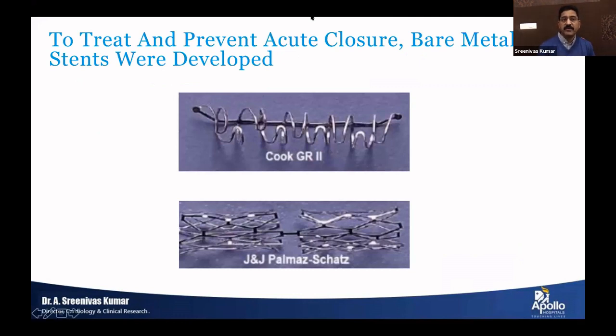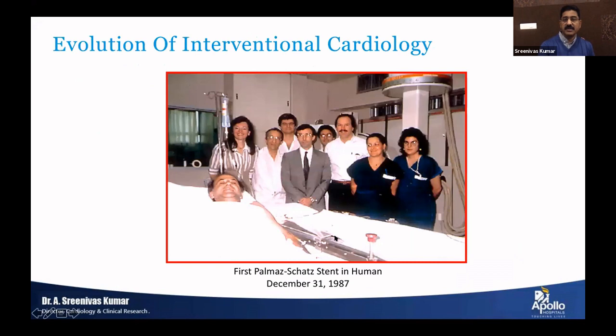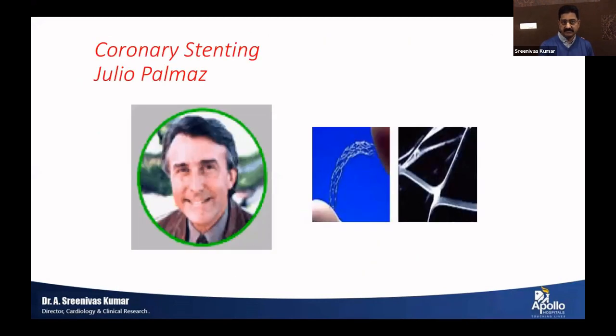To prevent acute closure, it was studied first, but later on it was also shown to decrease restenosis. How it evolved, I will take you through. This is a preliminary model, and real stent implantation started with the Palmaz-Schatz stent. The first human implantation of Palmaz-Schatz was done on December 31st, 1987. So exactly a decade: 77 was angioplasty, 87 is stent.